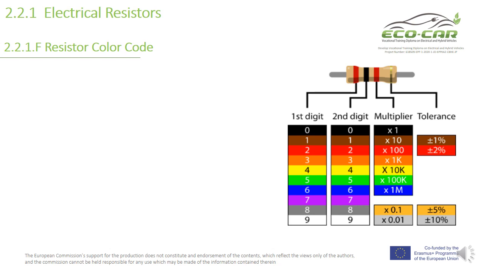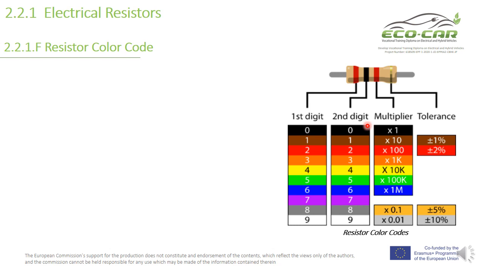Now, what is the resistor color code? This is one of the resistors like this. We have here 4 colors, this one, this one, this one, and this one. The first one, we call it the first digit. How to read it? So this is the first digit. This first digit may be from 0 to 9. This is the second digit, also from 0 to 9.